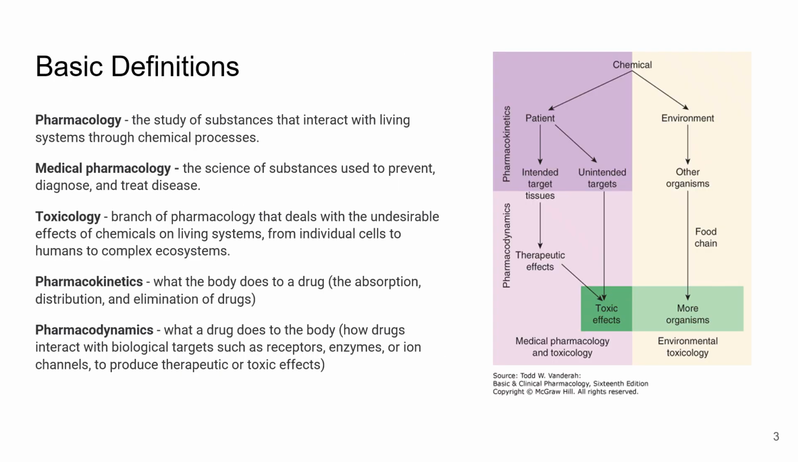Okay, so some basic definitions here. Pharmacology is the study of substances that interact with living systems through chemical processes. Medical pharmacology, which we will focus on, is the science of substances used to prevent, diagnose, and treat disease. Toxicology is a branch of pharmacology that deals specifically with the undesirable effects of chemicals on living systems. So that would be individual cells all the way up to humans and complex ecosystems.